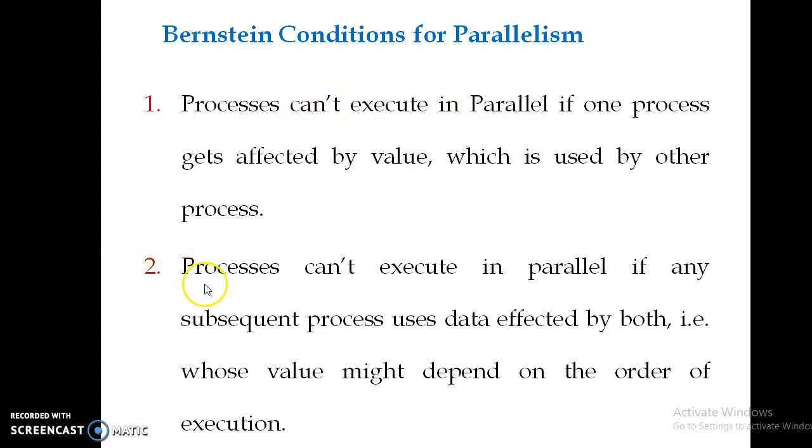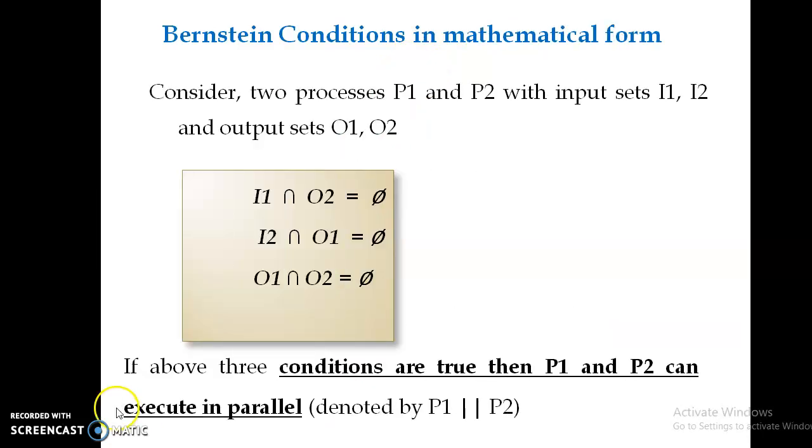And the second condition is processes can't execute in parallel if any subsequent process uses data affected by both, that is, whose value might depend on the order of execution. In simple words, this second condition says that if two processes have the same output, then those two processes can't execute in parallel. These Bernstein conditions are expressed in mathematical form as follows.